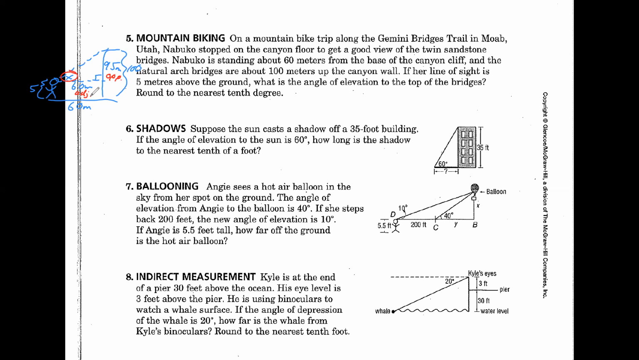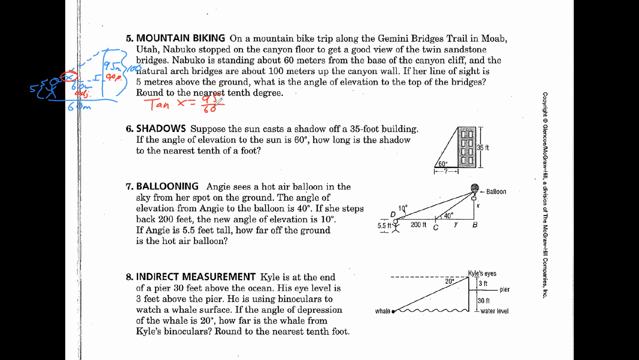On this one, we have our opposite and adjacent, and that is tangent. So we're going to set this up. Tangent of our angle measure, which we don't know, that's what we're looking for, is equal to opposite over adjacent. So 95 over 60.